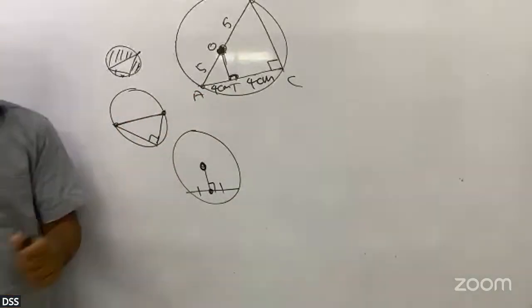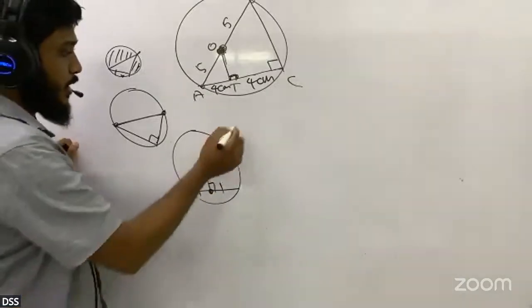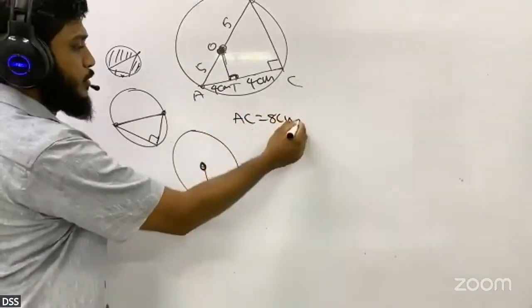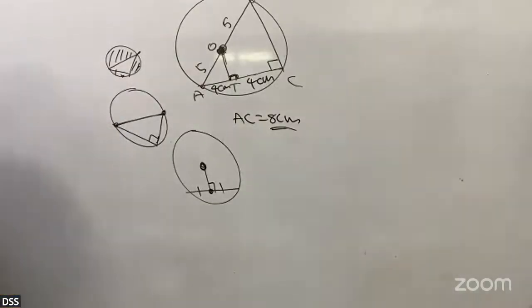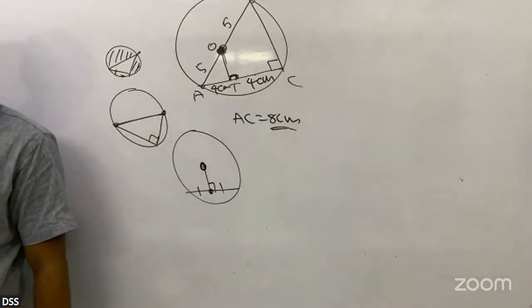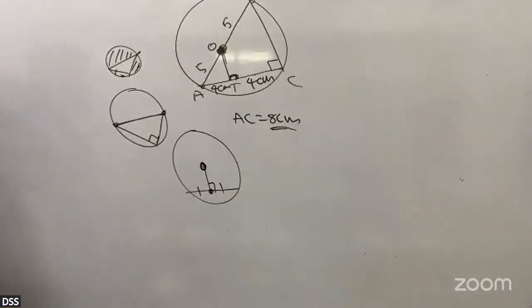AC's length is how much? 8 centimeter. So AC equals 8 centimeter. You have to write here. If you have marked everything here, that is enough. Now they asked the BC. Hurry. Then BC how much?